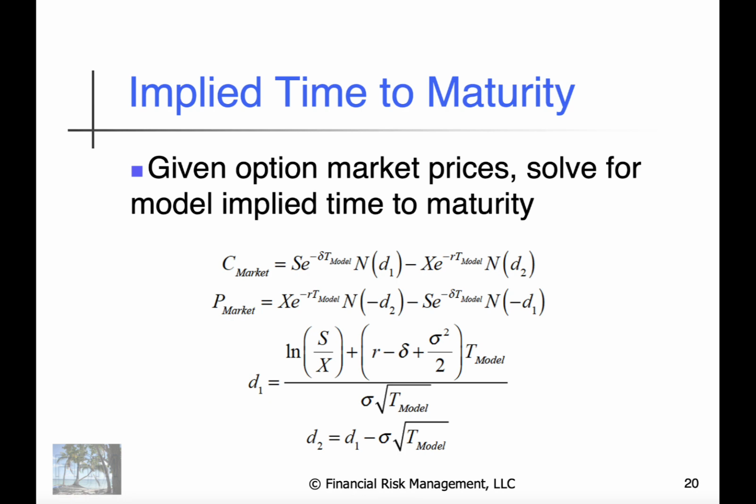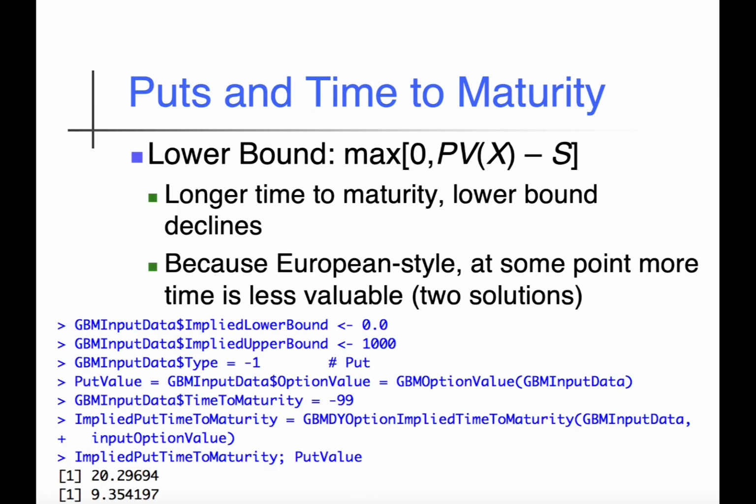Now, this raises an interesting question because the put price is not monotonically increasing in time to maturity. And because of that, you can get two different answers. So if you plug in the normal canonical example that we used before, you would expect the implied put time to maturity to be 1 year, but here it's 20.29 years. And in fact, using that time to maturity gives me the inputted put price. Well, why is that? The further I go out, the present value effect of the maximum payout of the strike is declining. And so there's actually two solutions to this problem.